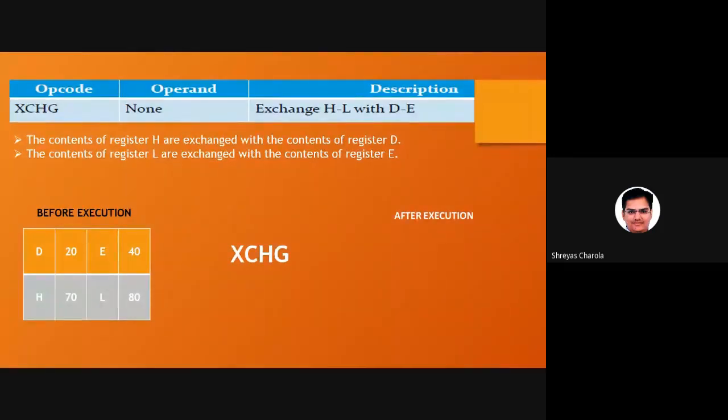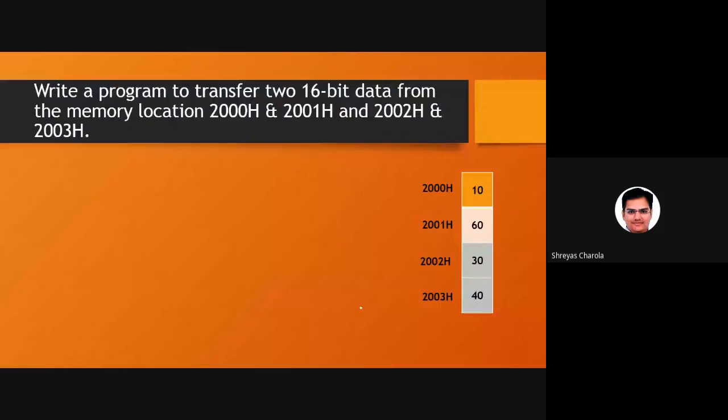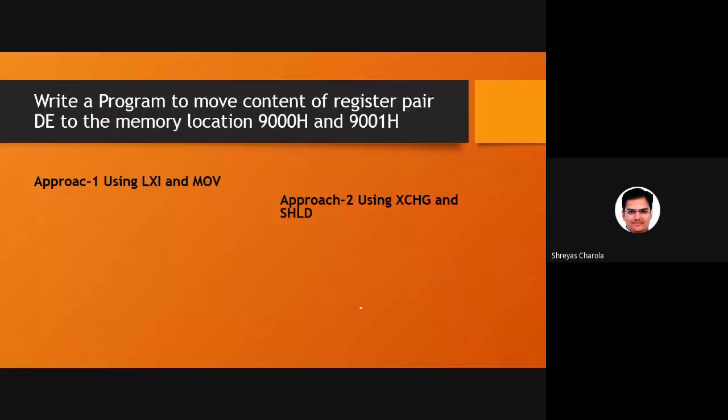Harshit, what did you write, 80, 70, where? 80 and 70 in HL. DE, 70, 80, okay. HL, okay, very good, 20, 30. So that is what we have after the exchange instruction.